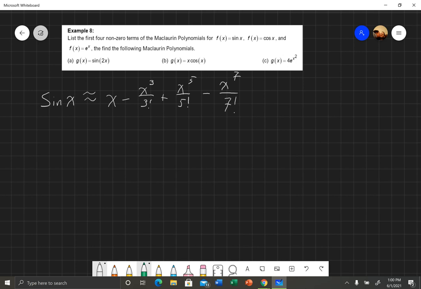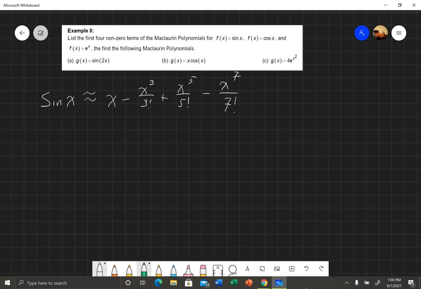If not, you can go through that process where you do f of 0 equals sine of 0, and then go through that whole process. You know, f prime is going to be cosine of x, cosine of 0, and then again, go through that whole process.